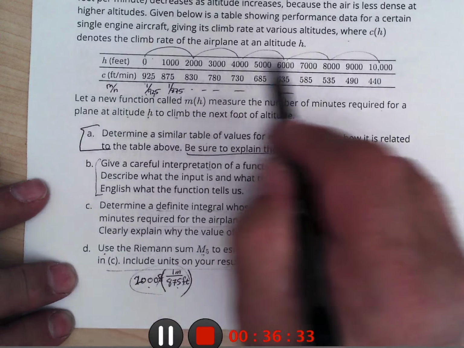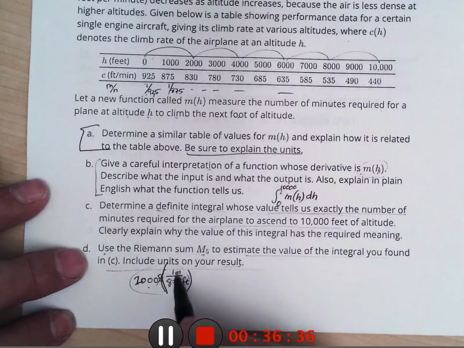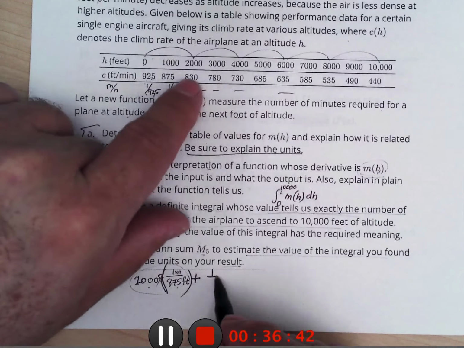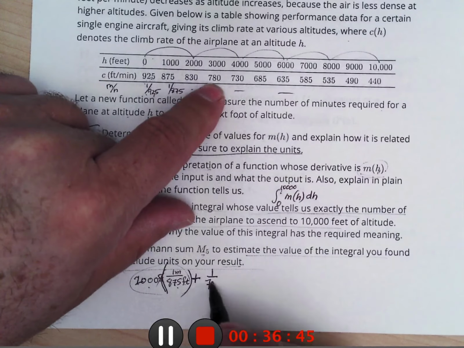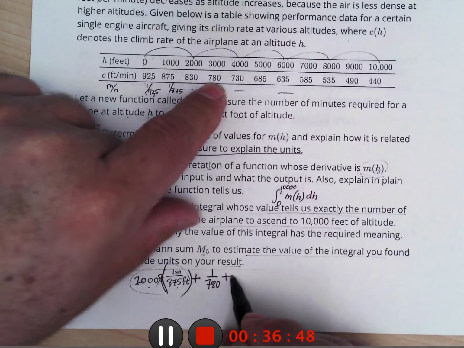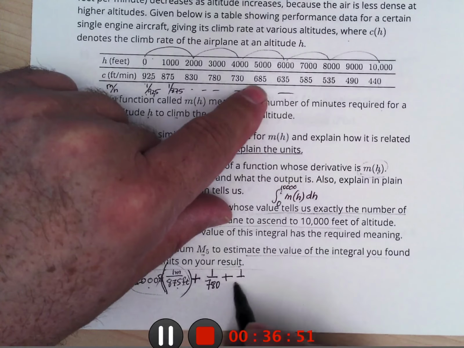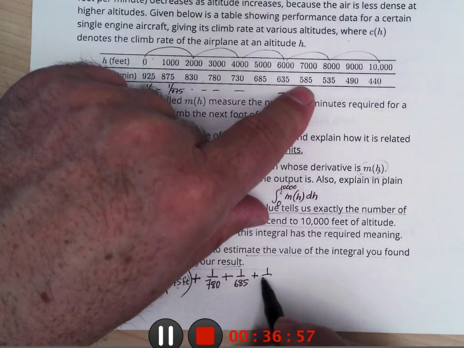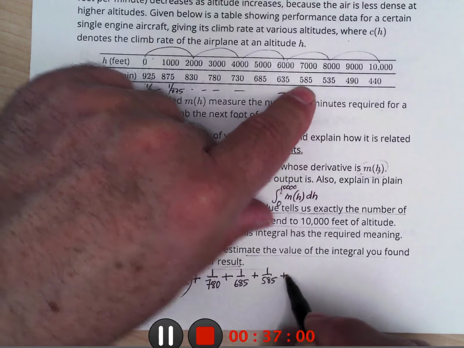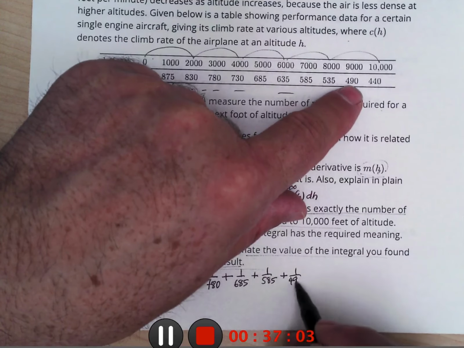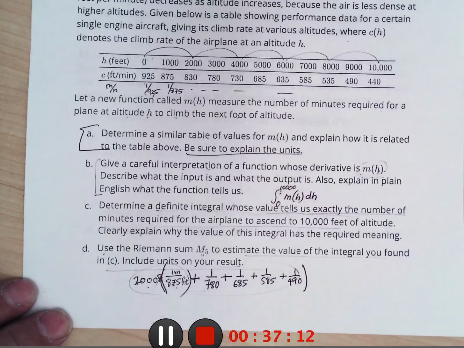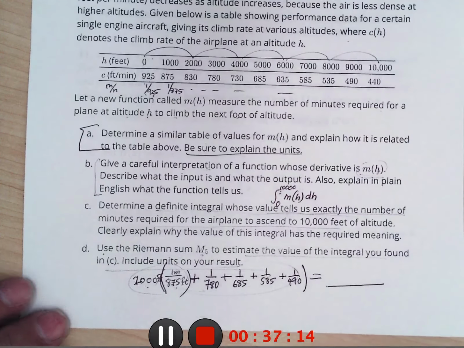So I can take 2,000 times 1 over 875 plus 1 over 780, the middle of the next one, plus 1 over 685 plus 1 over 585 plus 1 over 490. So I just have to type that into my calculator, find that sum, and take it times 2,000. I should know how many minutes it takes to get from 0 to 10,000 feet.